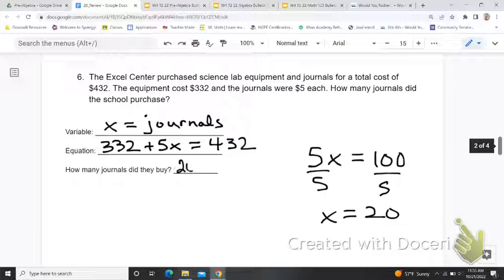So 20 journals. In this case, I know that writing journals might sound redundant since it asks the question right before it. It's also to help you remember what you're actually looking for instead of just giving you an answer blank. So that was the last lesson in our packet.